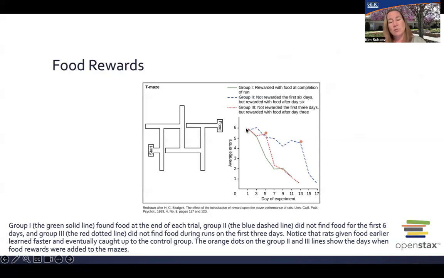You can see group 2 is the blue dotted line. They didn't get food until day 6, and you can see their number of errors did not improve pretty much throughout the whole study until 2 weeks in, because they didn't get a food reward until the first 6 days. So it makes a difference. I myself am food motivated too.